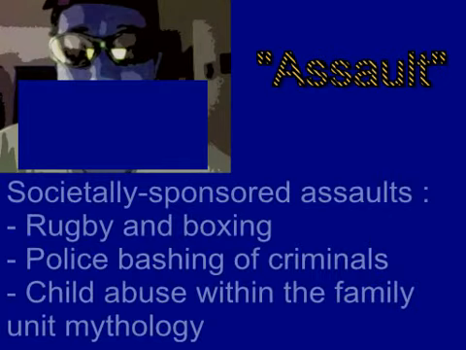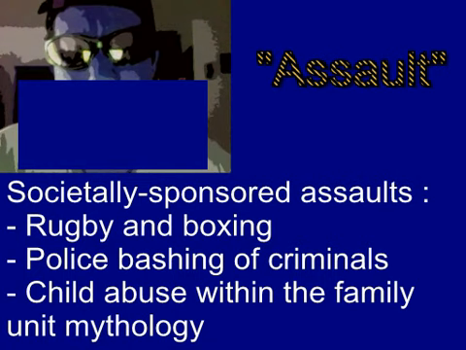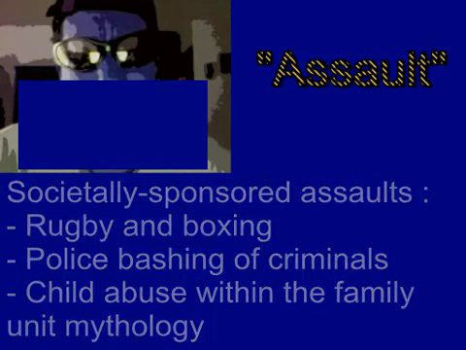Now, moving on to the next example. We have the crime of assault. Now, assault is where you physically hit somebody or you do something like that to cause them usually physical, but can also be emotional and psychological injury. Now, there also, society sponsors physically and emotionally abusing and injuring people in various forms, various sports, rugby, boxing. Well, the particular one I'd like to raise today is societally sponsored child abuse within the family unit mythology. Now, again, it's the same thing in action. It wants to promote violent assaults in some settings, in some ways, against certain targets, but not against others.